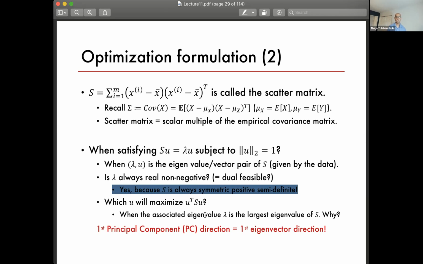Okay, so the u which will maximize u transpose S u is the eigenvector associated with the largest eigenvalue of this matrix S. Okay. So if it's the largest eigenvalue, then the eigenvector associated with it is the one which maximizes u transpose S u.